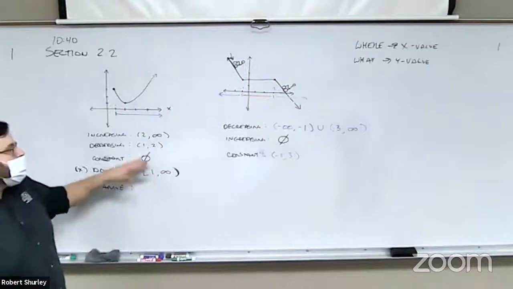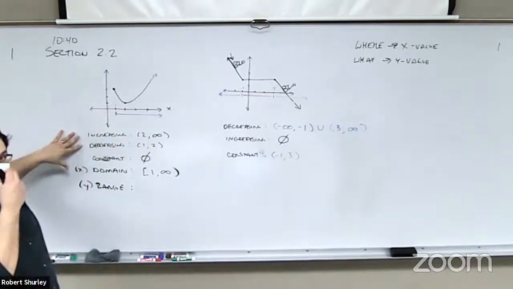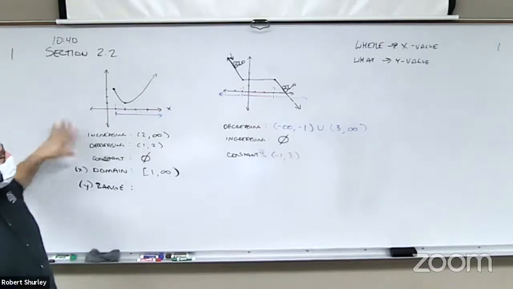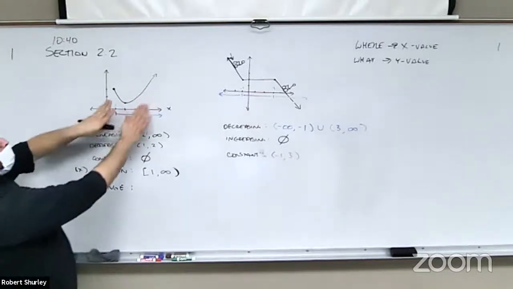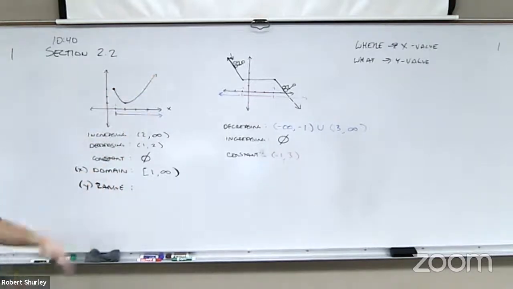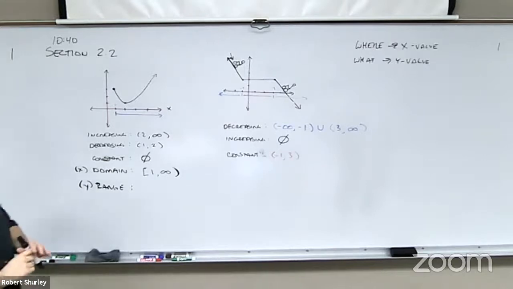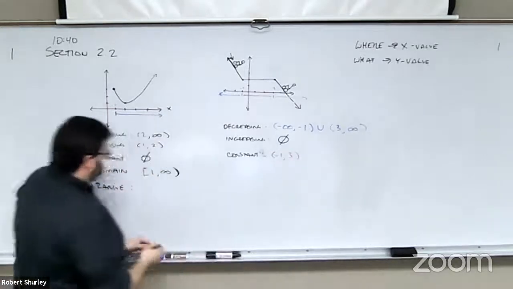one. Okay. Now, the reason we didn't include anything up here is because with intervals of increasing and decreasing, you never include endpoints. If I asked you, well, are we increasing or decreasing at x equals 1? Well, it's a coordinate. You're not increasing or decreasing on a coordinate. You need an interval for that, okay?